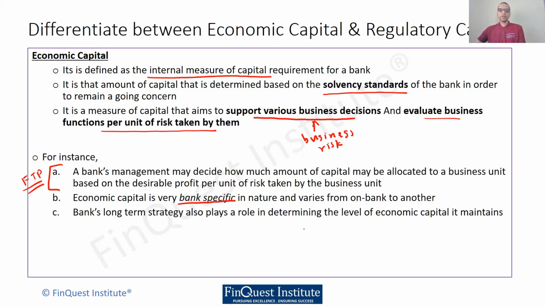The bank's long-term strategy also plays a role in determining the level of economic capital, because finally it is the long-term strategy which is very, very important. A very simple example of long-term strategy: let's say a bank decides that they want to become the largest lender in a particular country over the next 10 years. That can be thought of as the long-term vision or long-term strategy for a certain business. And accordingly, these kinds of strategic decisions will play a very significant role in determining the economic capital which the bank needs to maintain.